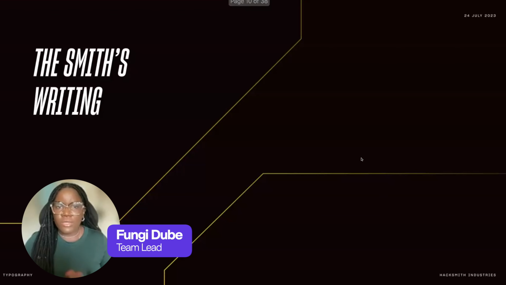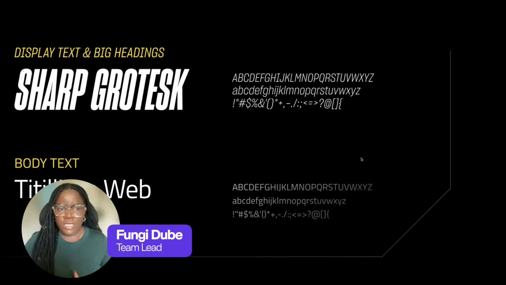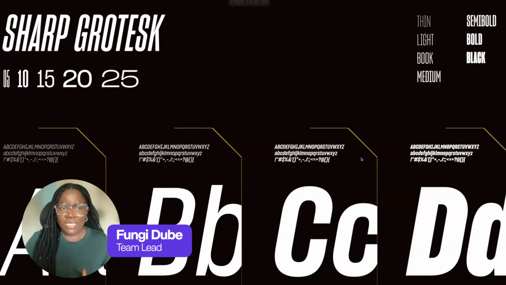So the next thing that we looked at is the Smith's writing. So this would be the typography. Condensed sans serif by Shock Type, which we think would work extremely well across all kinds of collaterals. We paired this off with a very sensible body type, Titanium Web. And as we go further, Sharp Text, which is our main display font, is very flexible.